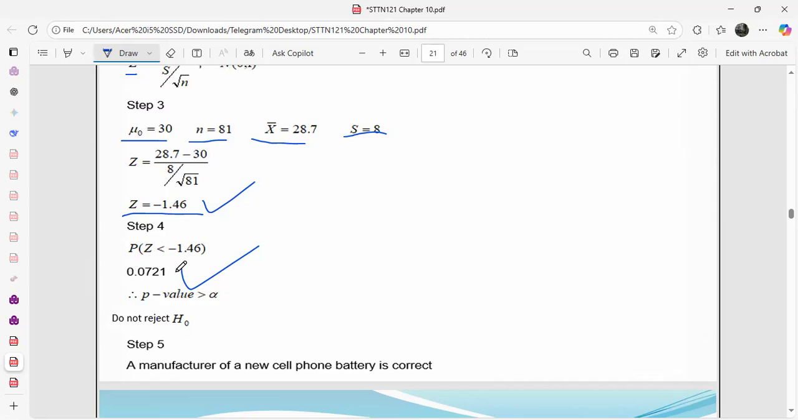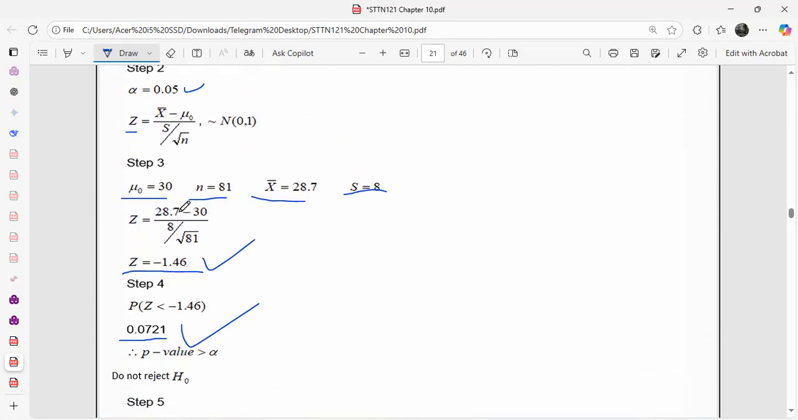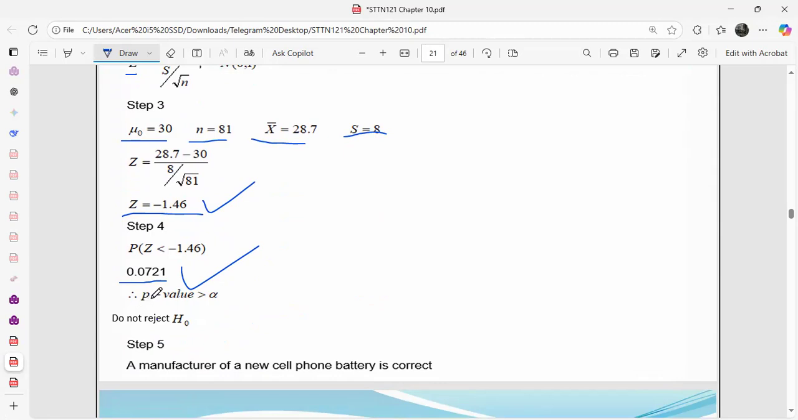Now, you're going to compare this 0.0721 with the alpha, the level of significance, which was 0.05. You want to check if 0.0721 is greater than 0.05. Yes, here it is. The p-value is greater than alpha. So if the p-value is greater than alpha, you do not reject the null hypothesis, or you fail to reject the null hypothesis. That is step number 4.